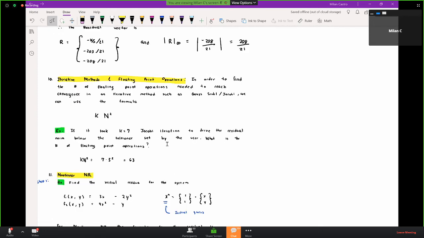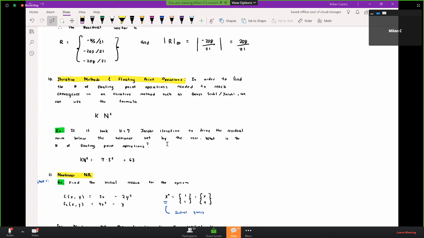So keep in mind, this is different than the formula we were given for floating point operations in our direct methods, which was just n cubed. For this one, it's kn squared, so you will be given a k value. So that's a little hint in case you were super lost.